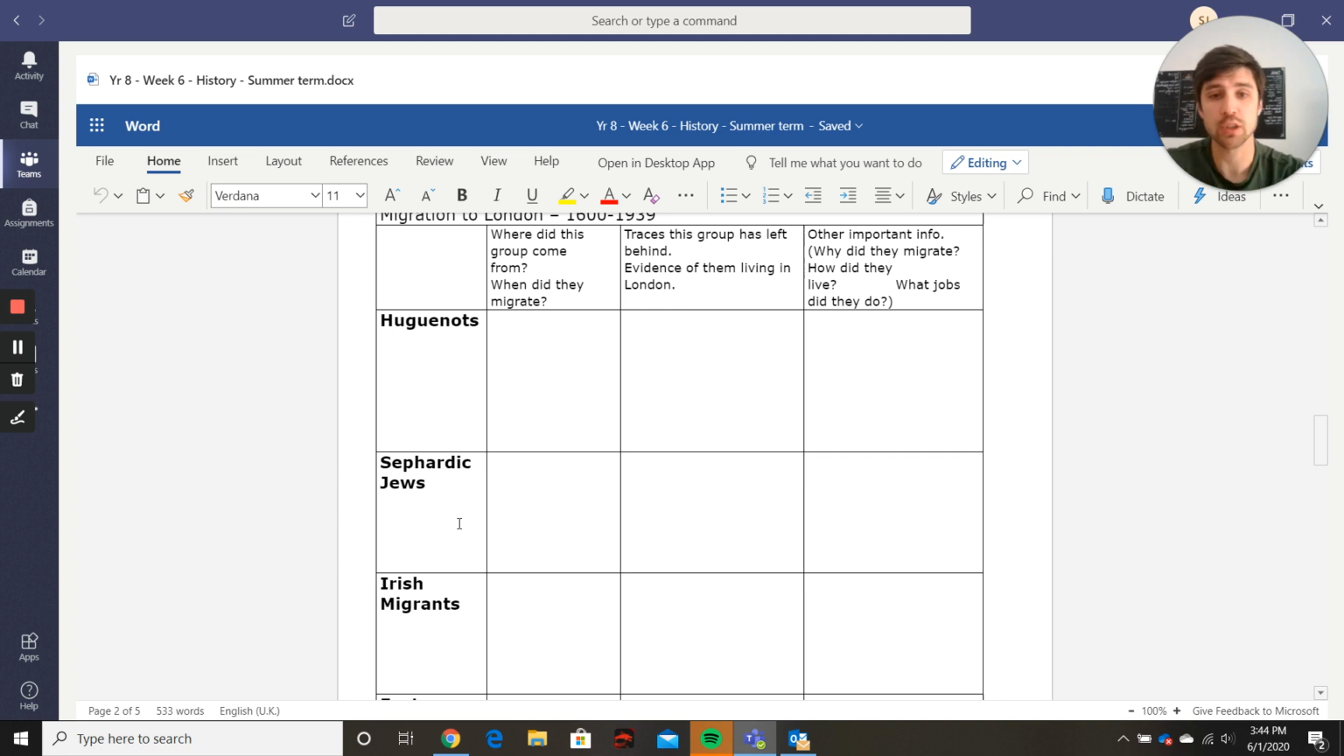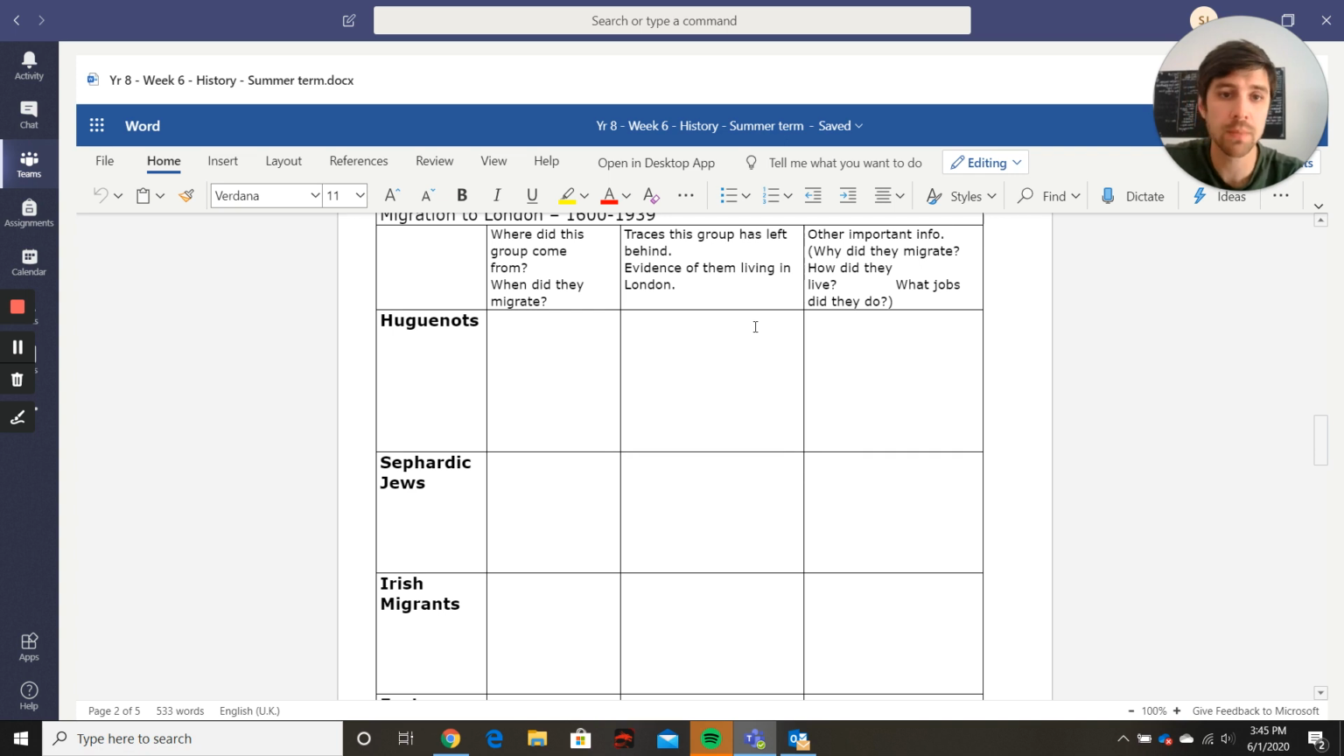What I need you to do as you read each case study is first of all record where this group came from and when they migrated. So the Huguenots, for example, they migrated from France. They migrated because they were being persecuted. That means attacked and discriminated against because of their religion, because they were Protestant Christians and France was a Catholic Christian country. And they started migrating in the 17th century and continued right through the 18th century, migrating into the East End of London, Spitalfields. So that's what you're doing in the first column.